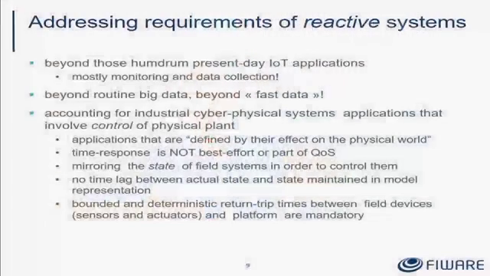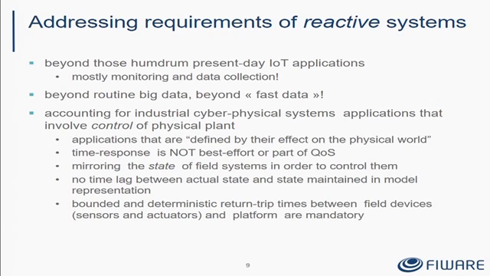And we still have to deal with these industrial kind of cyber-physical system applications, even though we are trying to implement them in a way that is completely different from the way they have traditionally been implemented. Again, they have been implemented as dedicated, vertically integrated applications, and we are trying to implement them through a platform like FIWARE.